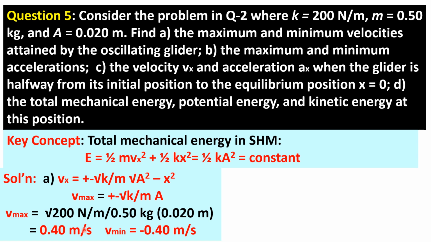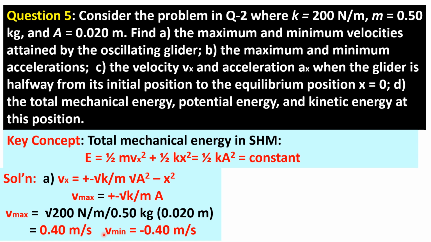After multiplying that to the square root of these two numbers divided, we will get the Vmax equals 0.40 meters per second. All right, so this is the maximum velocity. We choose the positive because when you say maximum, we actually mean the positive velocity greater than 0. All right, that's why it is positive.